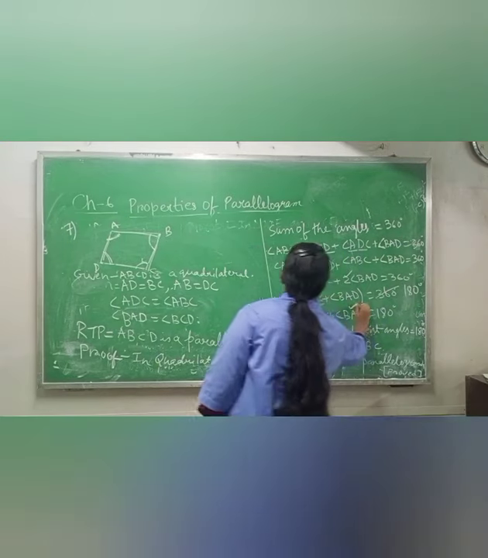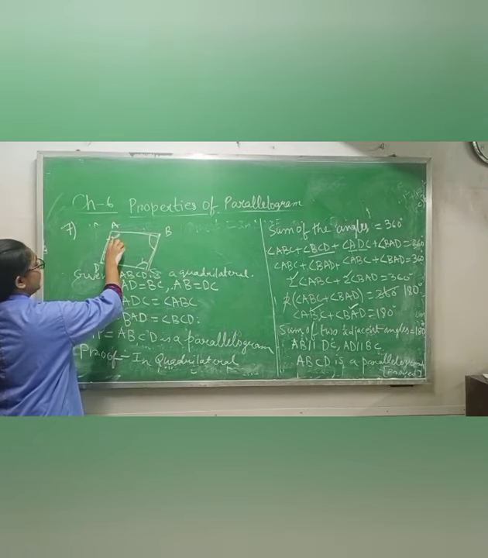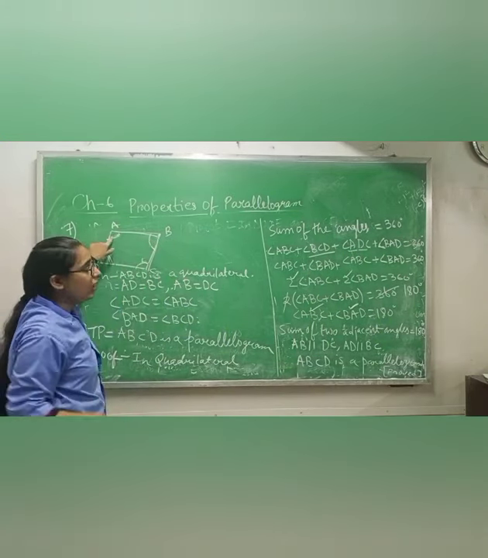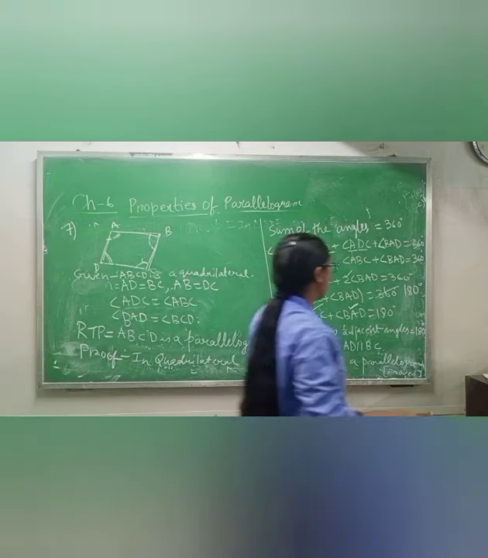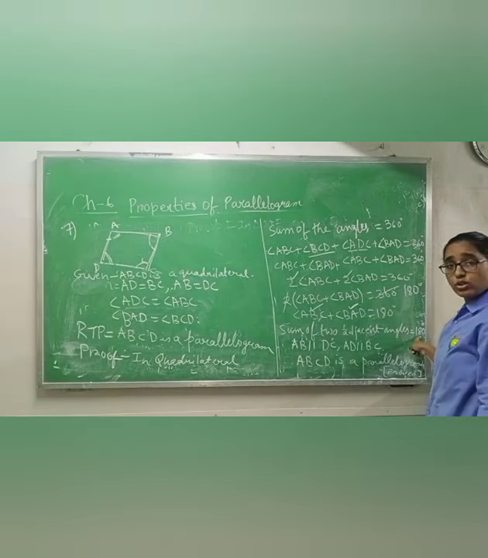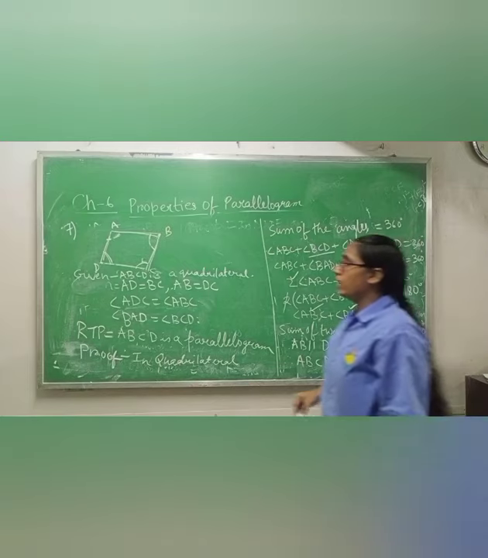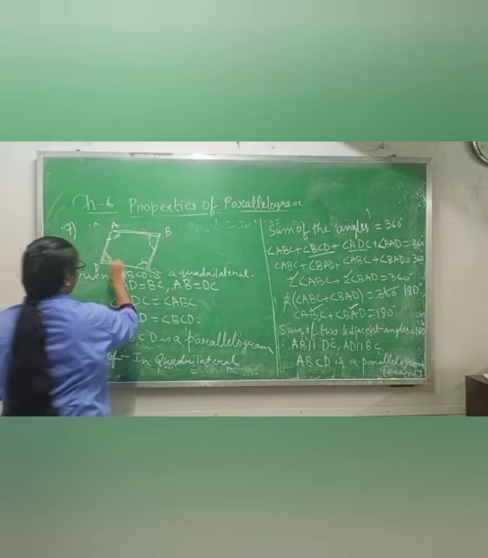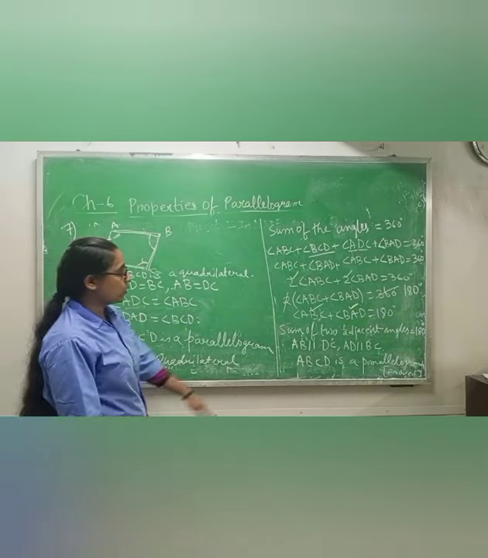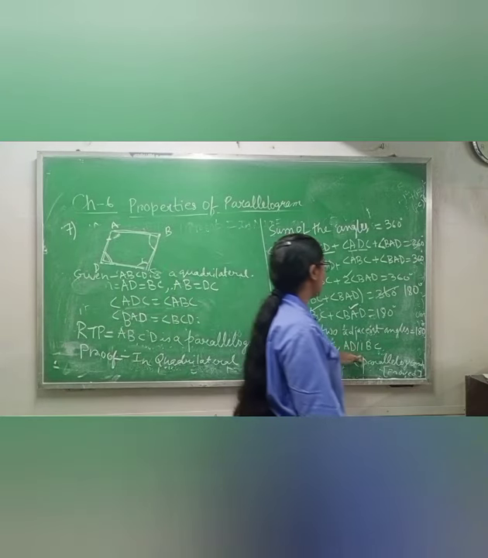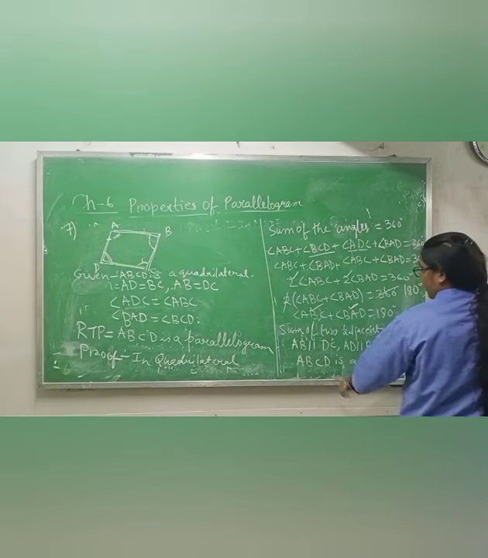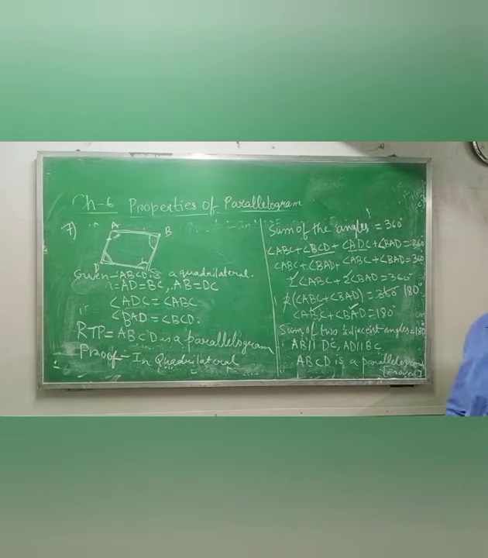See, angle B and angle A, both are adjacent angles, and we know that if the sum of two adjacent angles equals 180 degrees, then it is also a parallelogram. If these two are equal, it means that opposite sides are parallel, that is why I have written AB is parallel to DC, AD is parallel to BC, ABCD is a parallelogram.